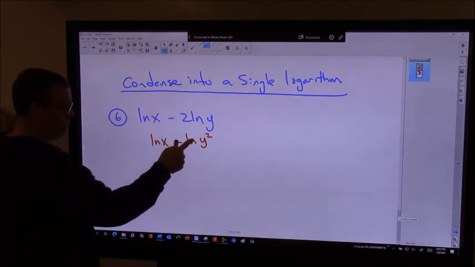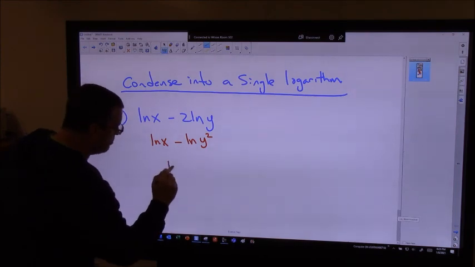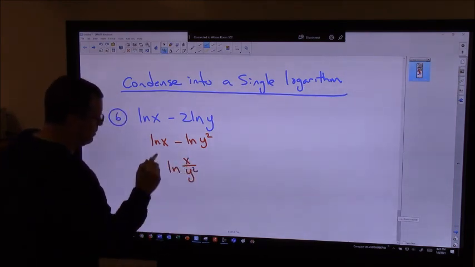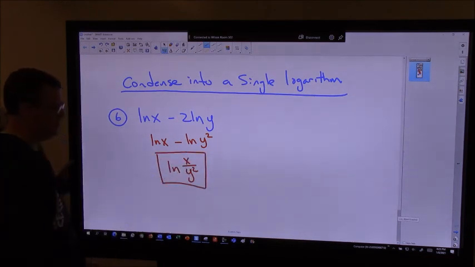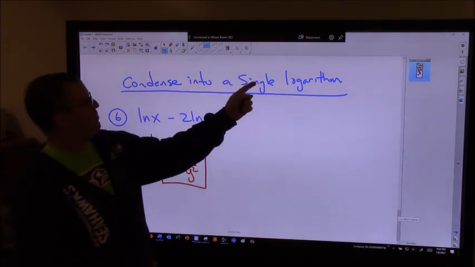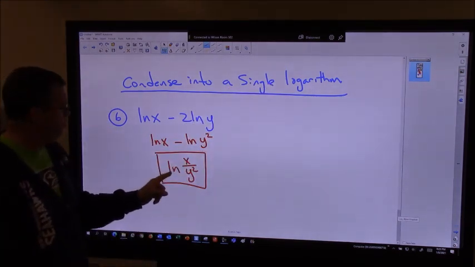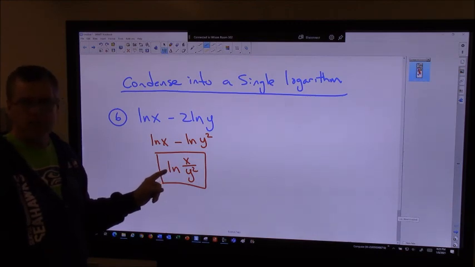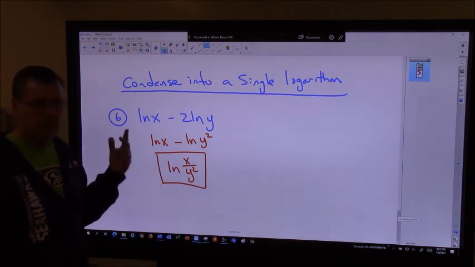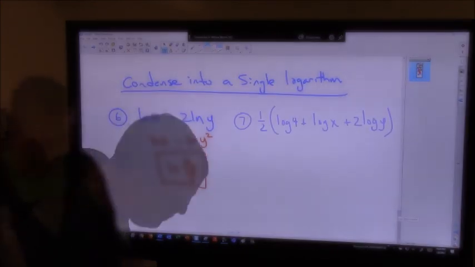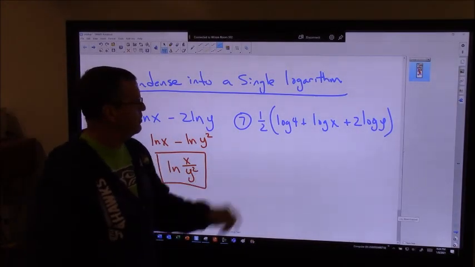Now I look at this and say I'm subtracting with exponents. That happens with division. So I've got x over y squared. There it is. I've condensed this down to a single logarithm. How do you know you're down to a single logarithm? Well, because I only see one log function written there. And again, it doesn't matter if it's common log or natural log. It doesn't matter what the base is. Right? Let's try another one. All right, you guys go ahead and try it out.